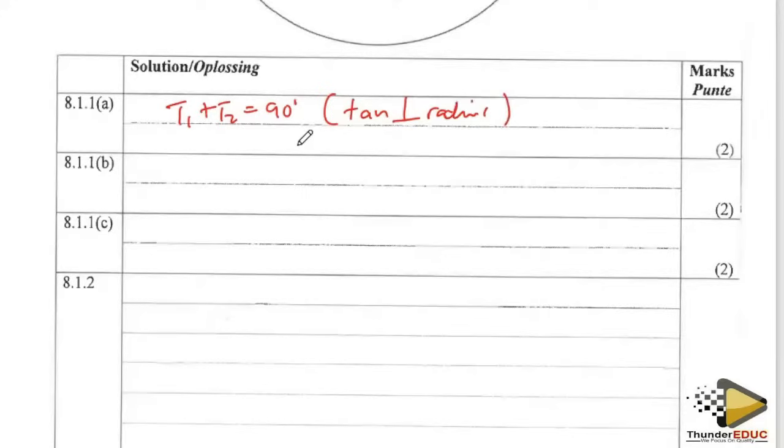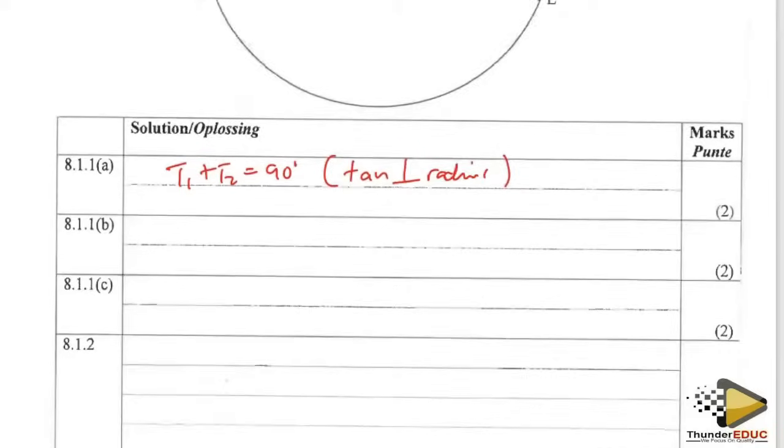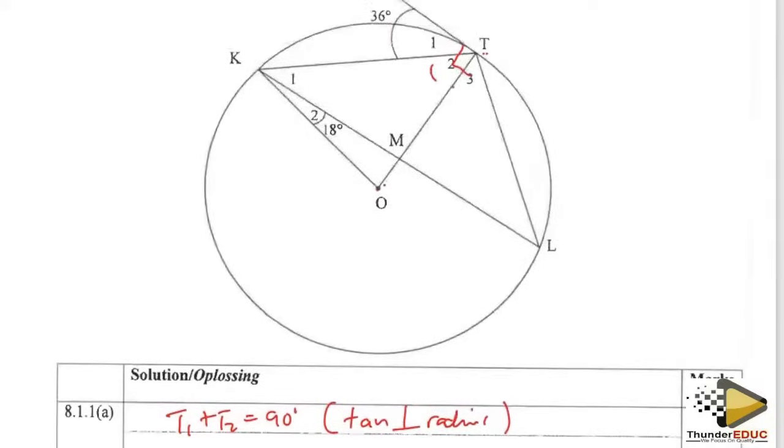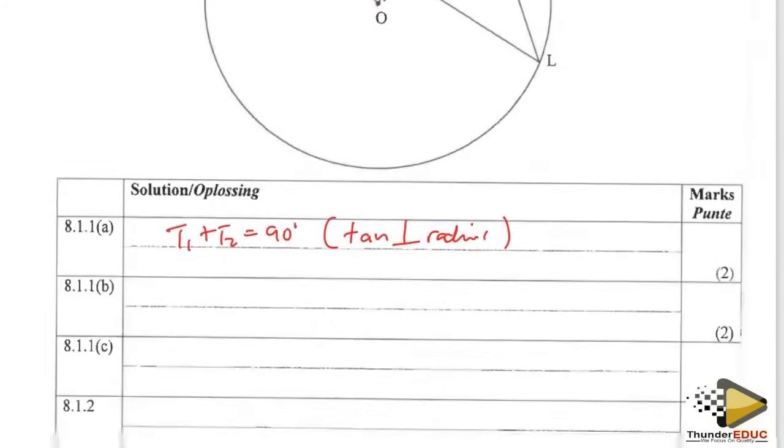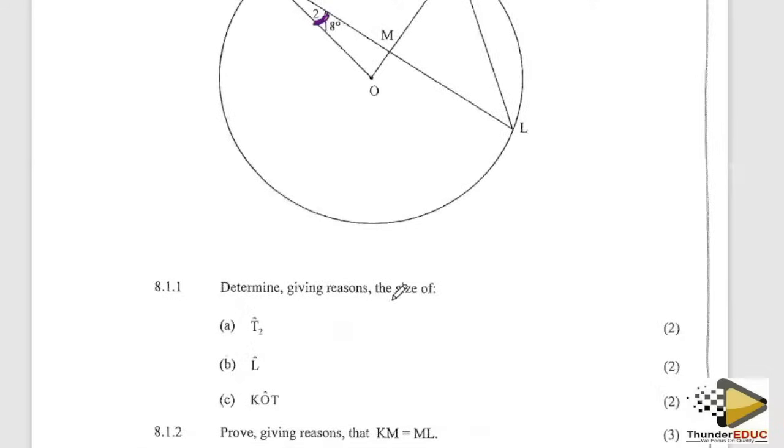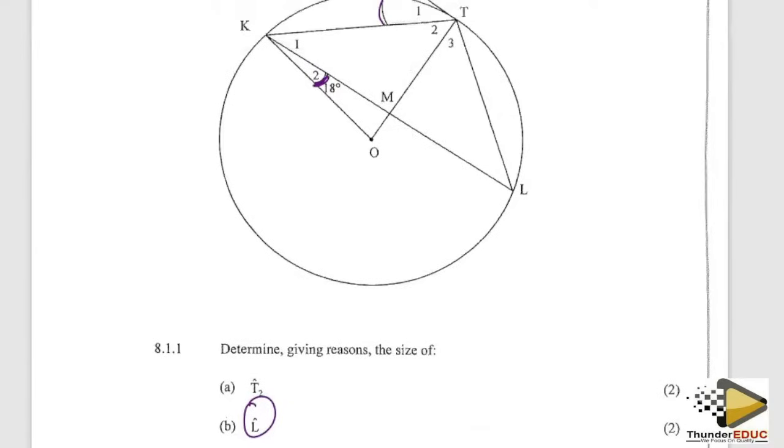Then if I have T1 as 36, I can find T2. So 36 plus T2 is 90, and then I'll transpose that, which means my T2 becomes 54 degrees. Then they want us to get L. So if this is a 54, this is L here.